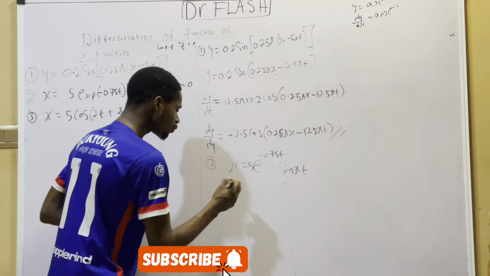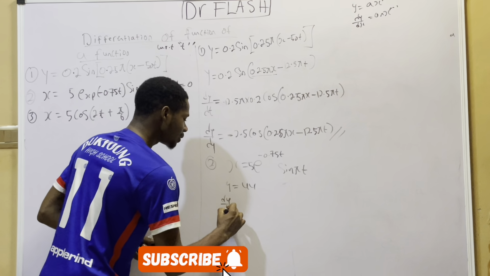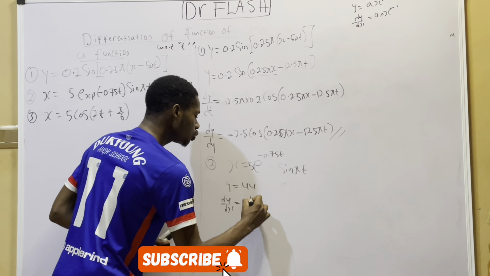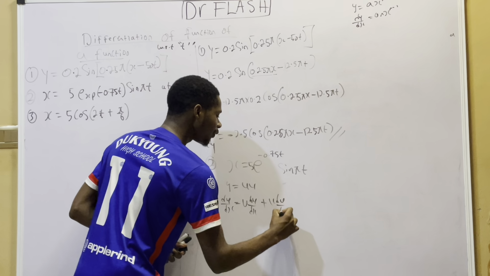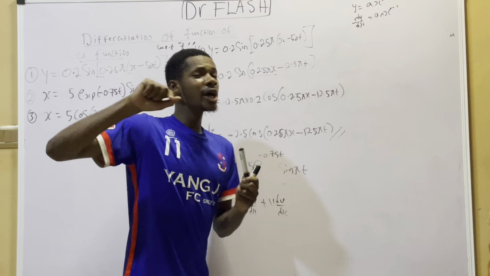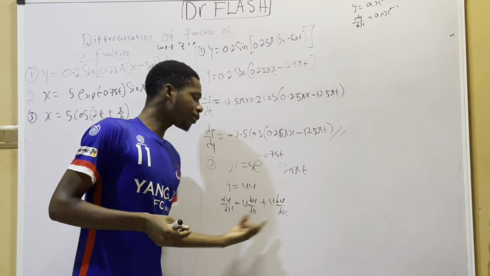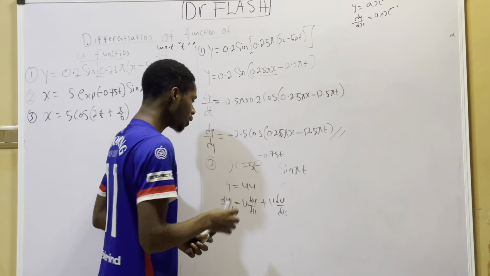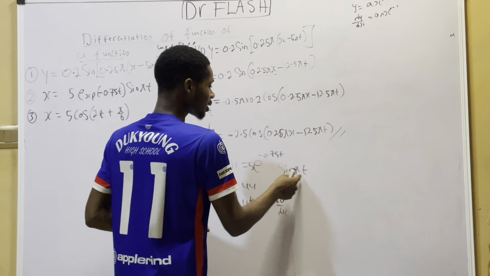Now the product rule is that if y is equal to uv, then dy over dx is equal to u dv over dx, plus v du over dx. I'm not going to spend time explaining this, simply because we already have a video, introduction to calculus, where I've explained products using a few questions. So I'm going to have x equals 5 exponential minus 0.75t sin of pi t.